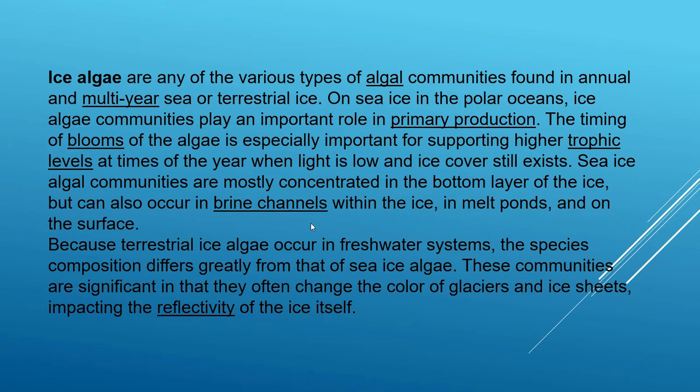So why is it called sea ice? Because the derivation of the ice is from the sea when it freezes. Terrestrial ice algae occur in freshwater systems. Species composition differs greatly from that of sea ice algae. These communities are significant in that they often change the color of glaciers and ice sheets, impacting the reflectivity of the ice itself. Right? And I showed that to you when I did that video segment discussing what's going on with the Antarctic ice sheets.